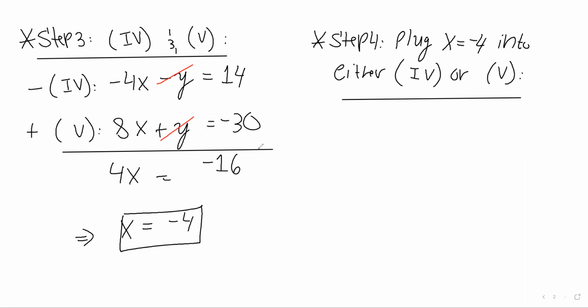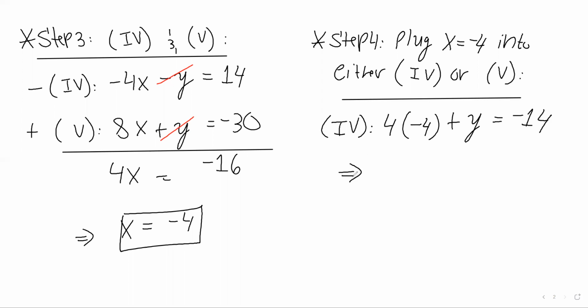So let's plug it into equation 4. Equation 4 was 4 times x, which is now negative 4, plus y equals negative 14. So negative 16 plus y equals negative 14. So y equals 2. Good. Finally, can you see what the last step would be?